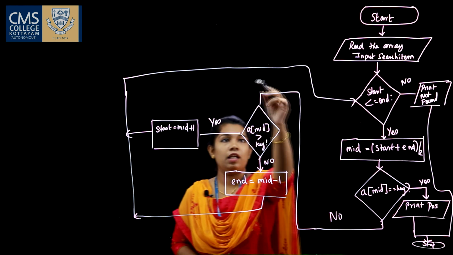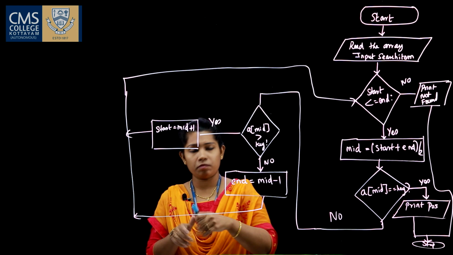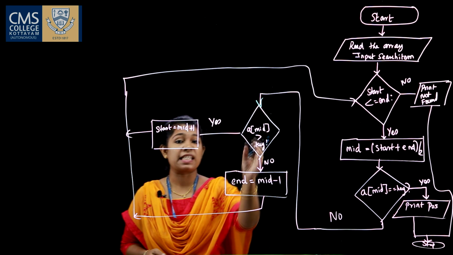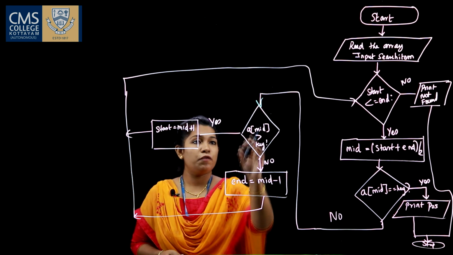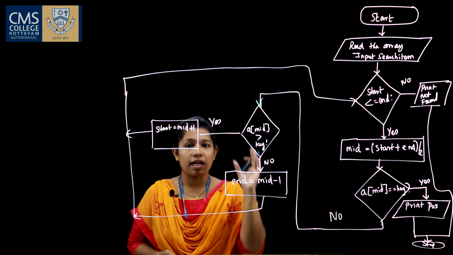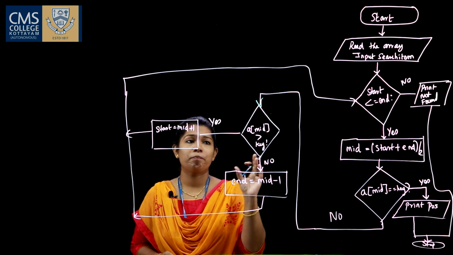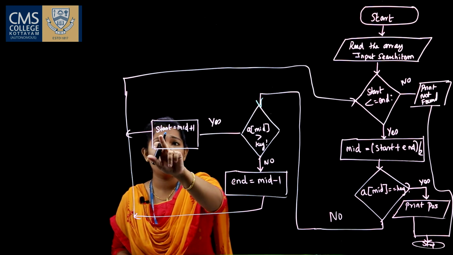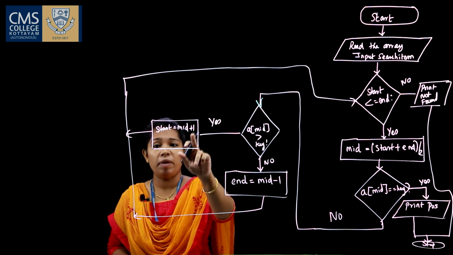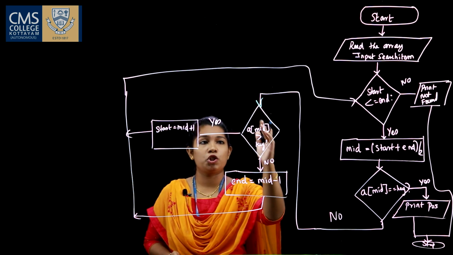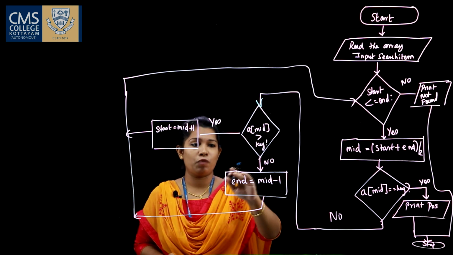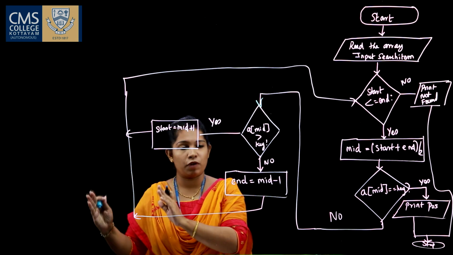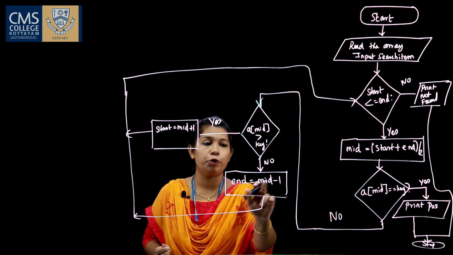Otherwise, the next thing you check is whether the mid position value is greater than the search item. If it is greater, as I said, your search item will be available in the second half of your list. So in that occasion you have to change your start as start is equal to mid plus 1. If your search item is less than your mid position value, that time you will change the end index value, that is, your item will be available in the first half. So your end index will be end is equal to mid minus 1.